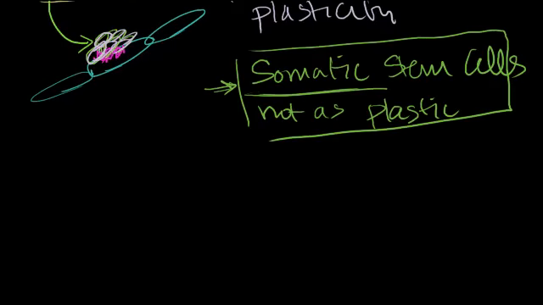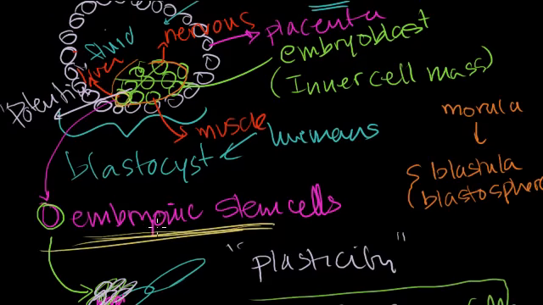So you have this notion of getting an embryonic stem cell line. And when I say a stem cell line, I mean you take a couple of stem cells, or let's say you take one stem cell, and then you put it in a petri dish, and then you allow it to just duplicate.